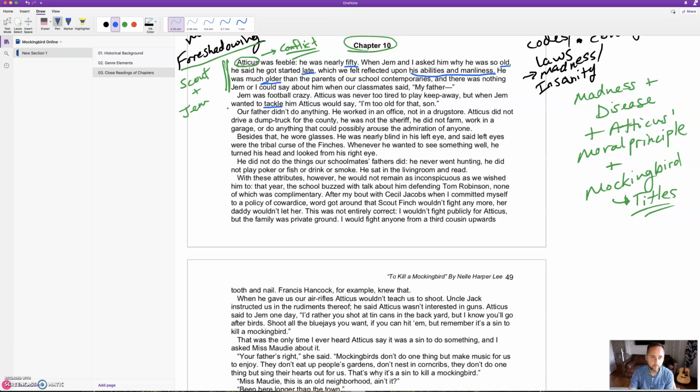Okay, so notice that there's a strong hyperbole here, a big exaggeration. And Jem and Scout, they value physical labor. They value physical strength. Okay, so we're seeing a kind of contrast here. Physical, it's going to be versus mental strength. Atticus is a lawyer, right? He uses his brain.